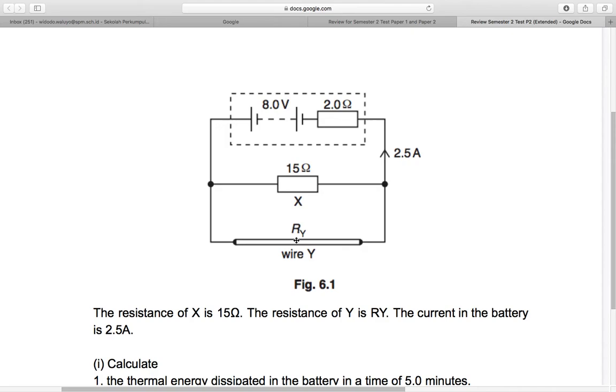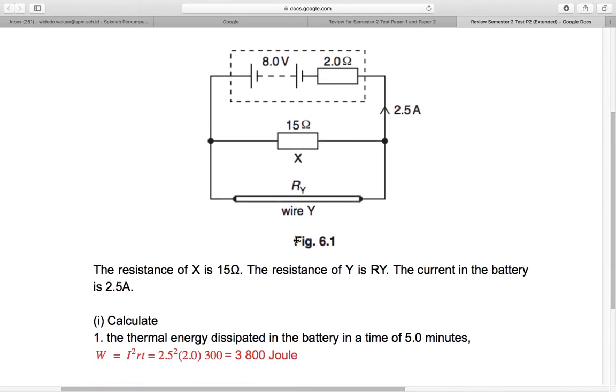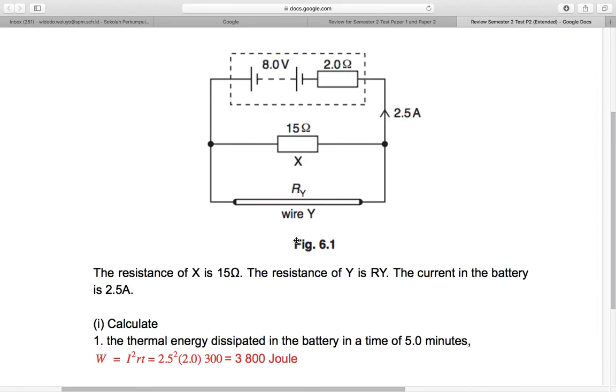We have some questions below. The resistance of X is 15 ohms. The resistance of Y is Ry. The current in the battery is 2.5 ampere. So calculate, question 1: the thermal energy dissipated in the battery in a time of 5.0 minutes.